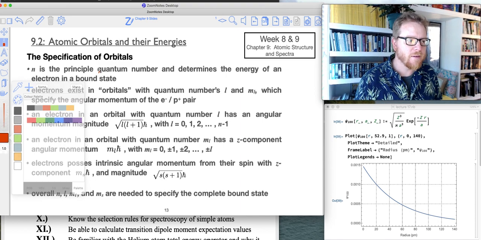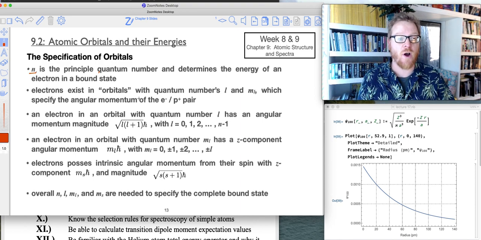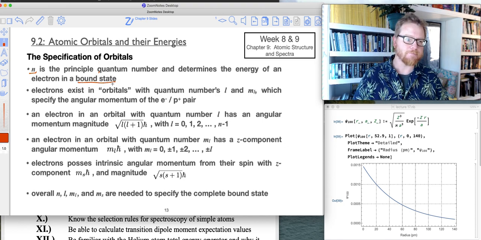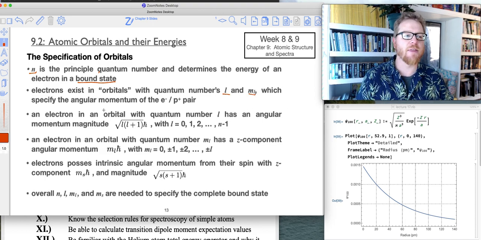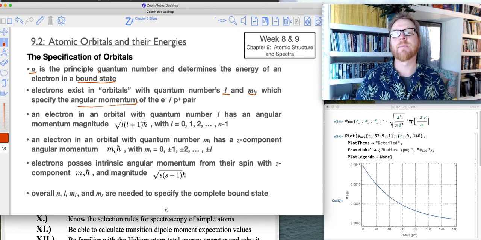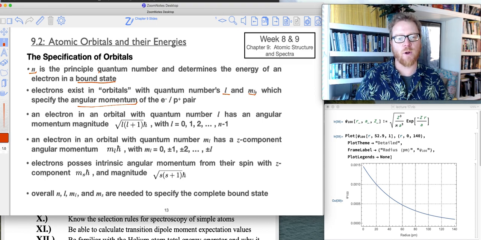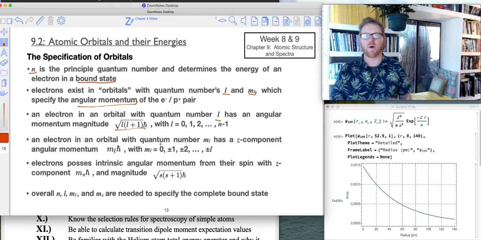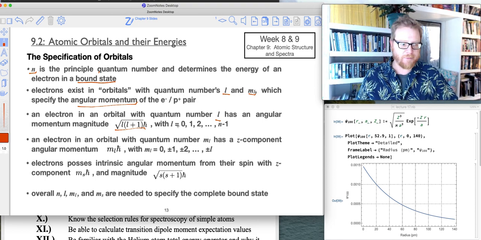So n is our principal quantum number, and that determines the energy of an electron in a bound state, okay? Electrons exist in orbitals with quantum numbers l and ml, and those specify the angular momentum of the electron-proton pair. An electron in an orbital with quantum number l has angular momentum of total magnitude root l times l plus 1 h bar, where we know l can be 0, 1, 2, all the way to n minus 1.